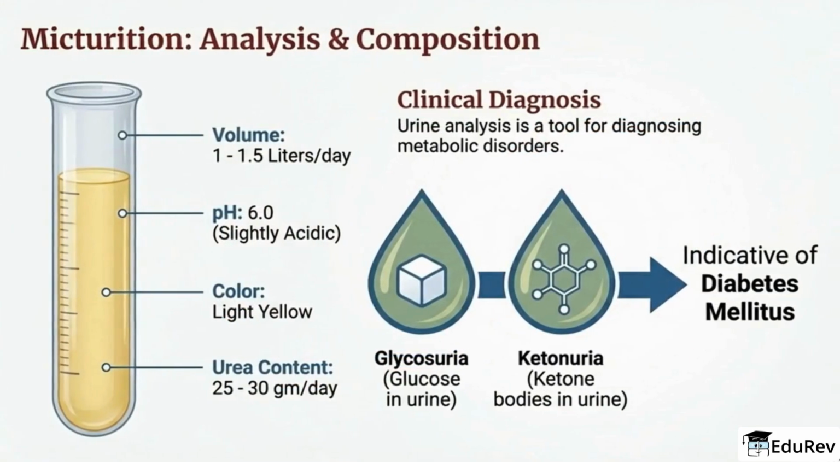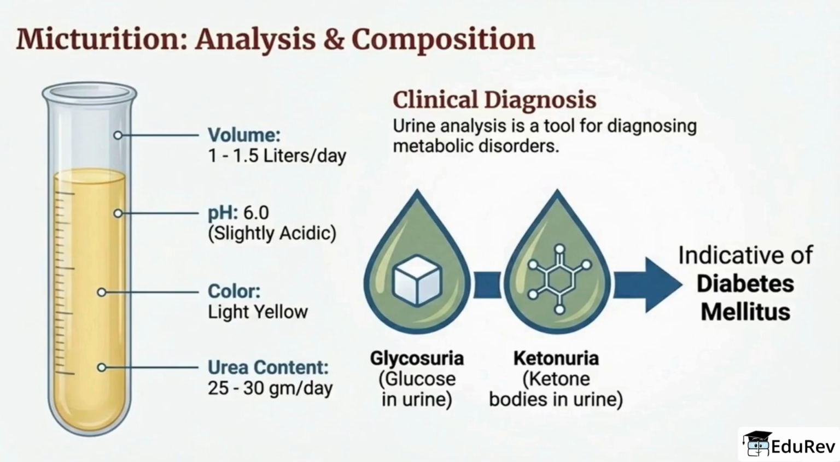Urine analysis is a simple but powerful diagnostic tool. Normal daily urine volume is about 1 to 1.5 liters, and a typical pH is slightly acidic, near 6. Finding glucose or ketone bodies in urine points toward metabolic problems such as diabetes. Urea and other nitrogenous wastes reflect protein metabolism and renal excretory function, while color and clarity give additional clinical clues.